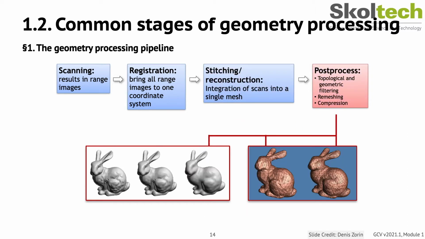Several post-processing steps are commonly desirable, typically amounting to mesh optimization, such as smoothing, quadrangulation, or compression.